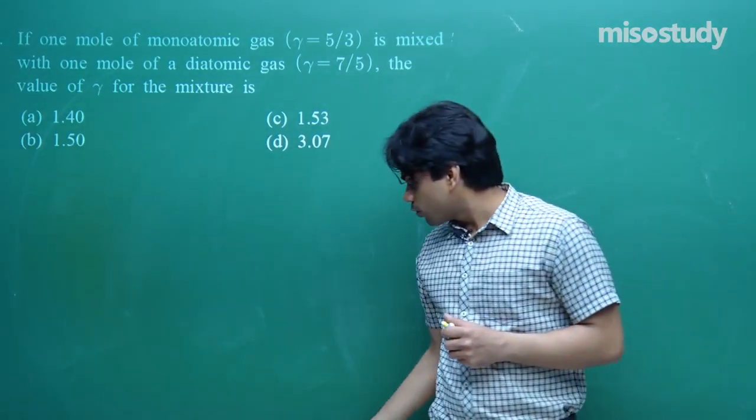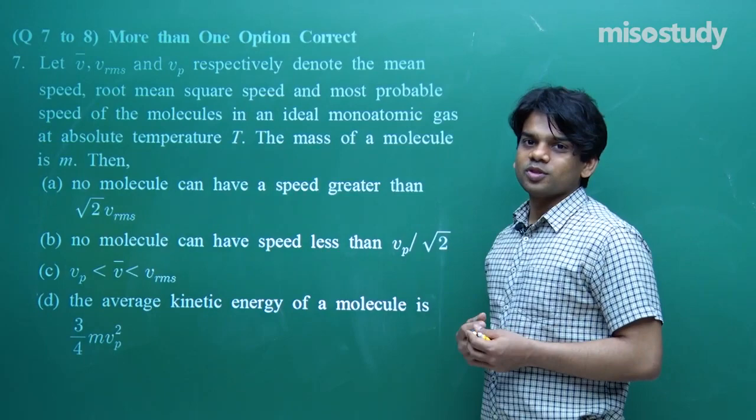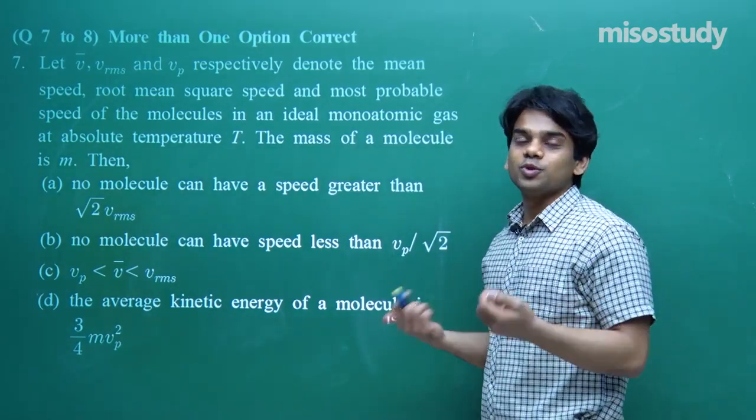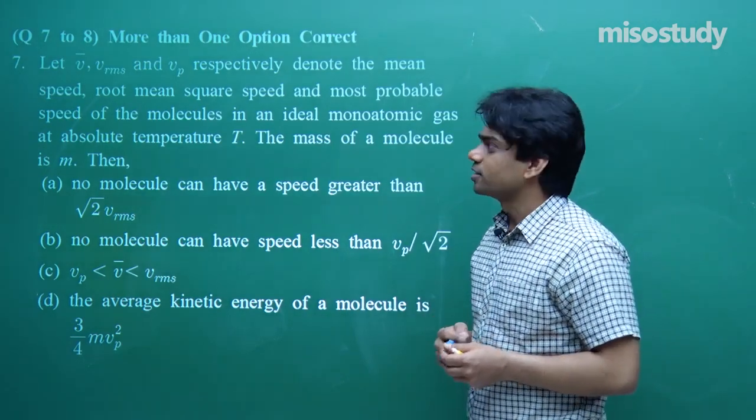Next question of the class, question number 7. Now this is more than one option correct. So we need to be cautious enough to choose which all of the options are best suited for the answer.